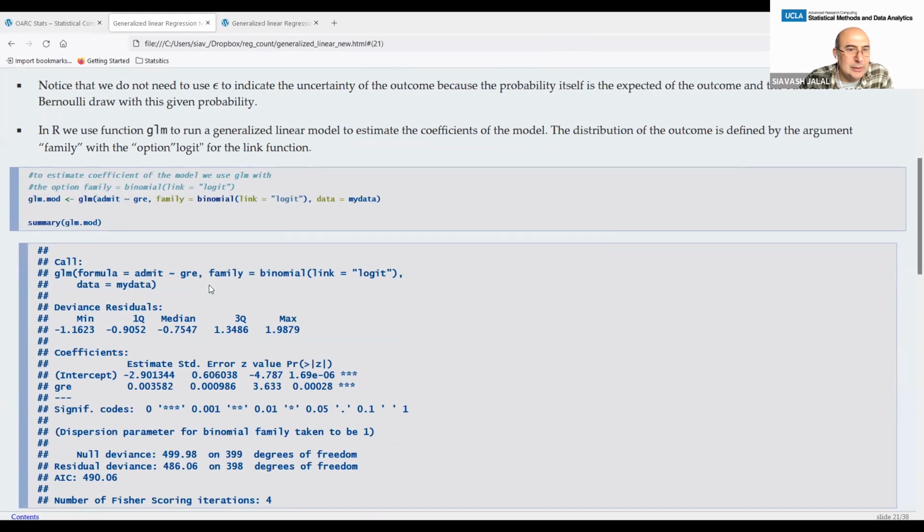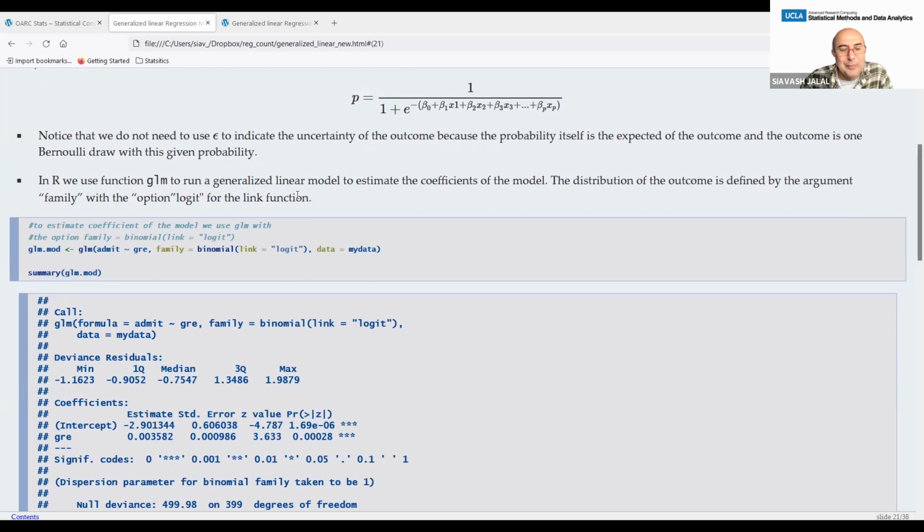So now R runs a glm function to estimate that model. In the glm function, there is one part added. The formula is the same, right? The linear part is the same as the linear function. But what is added is the family, which tells you what kind of distribution the outcome has and what kind of link you would like to use.